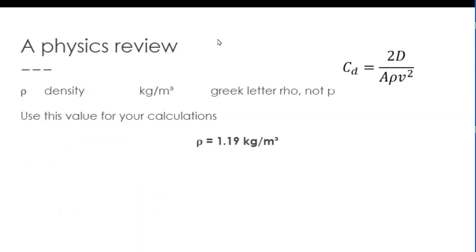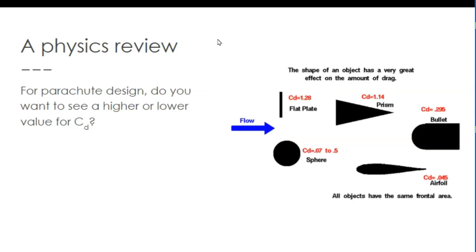We are going to assume that the density of air, according to the standard pressure and temperature, is 1.19 kilograms per cubic meter. So write that down somewhere. The other thing we're going to assume is that gravity is 9.81 meters per second squared, because you're going to be dropping these at the surface of the Earth.